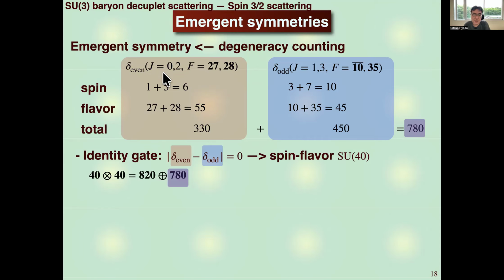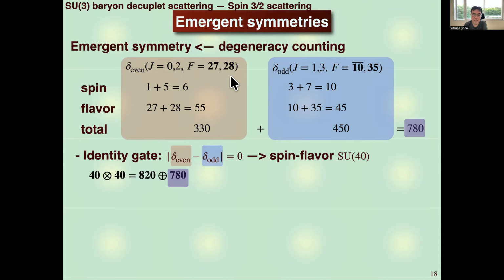Now we have two sectors, spin even, spin 0 or spin 2, and spin odd, spin 1 or spin 3. And in that case, the combination of the flavor should be 27 or 28 in this case, and 10 bar and 35. So let's count if there is a symmetry, namely, we always have this even spin and odd spin, irrespective of the flavor, being independent. Namely, although there are 8 phase shifts, we effectively only have two phase shifts, delta even and delta odd, which means that for all these combinations, spin 0 and spin 2, and also flavor 27 and 28, any combination, we have the same result. So we have a very large multiplet containing all these possible structures.